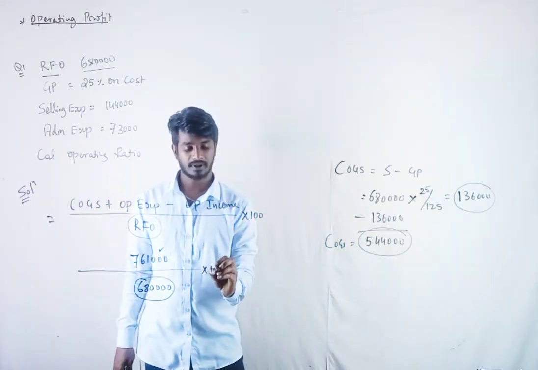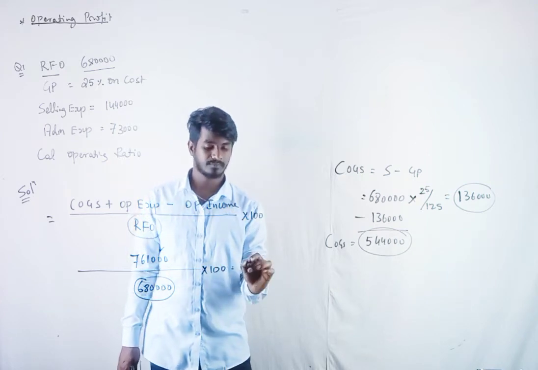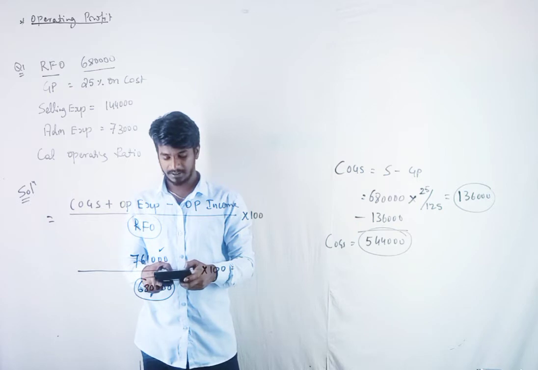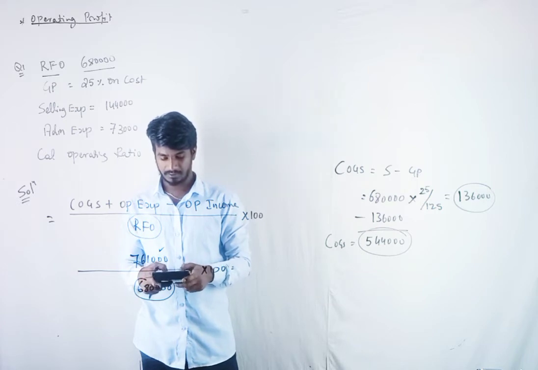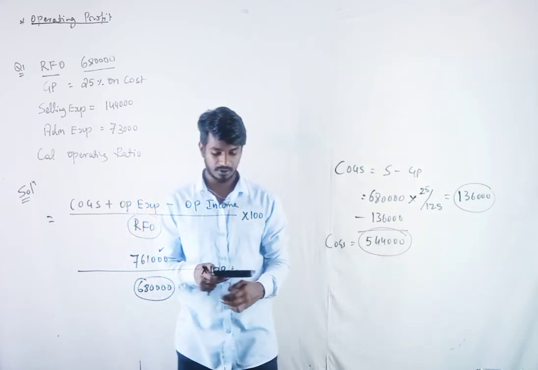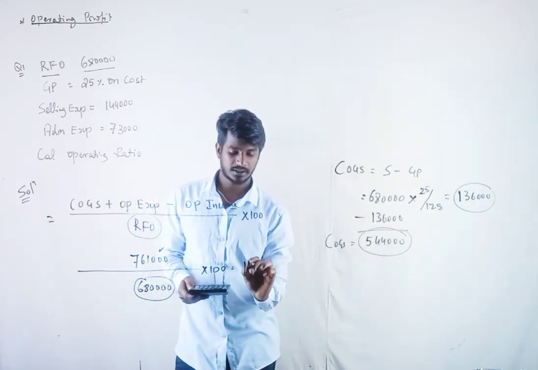Into 100. How much does it come out? 7,61,000 divided by 6,80,000 into 100. Yes, it comes out. Yes, now it's correct.